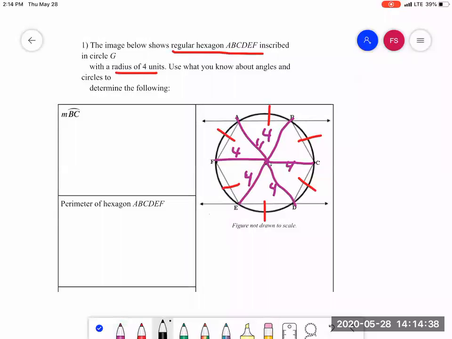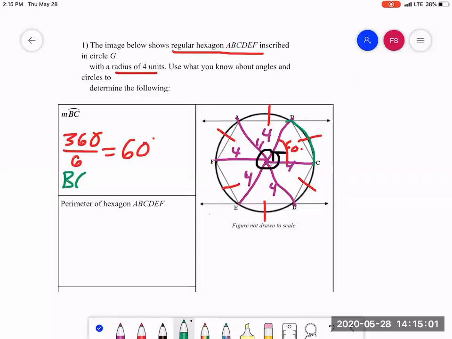And we know that the central angle here has to be 360 degrees. So the measure of just one of those angles is going to be 360 over 6, which is 60 degrees. Now, because that central angle is 60 degrees, that tells us that this arc BC is also 60 degrees. But actually, they want the measure of the arc.